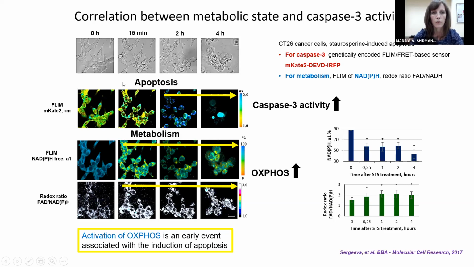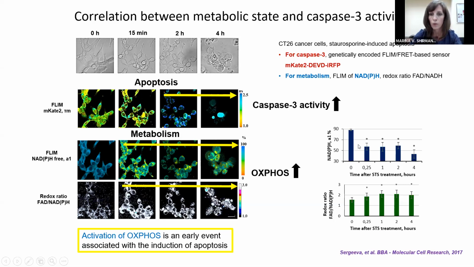is caspase-3 activity is maximum only after 2 hours after incubation with staurosporine. Staurosporine is a standard agent to induce apoptosis in the model systems, and metabolism changed very quickly, already after 15 minutes after apoptotic stimulation. So we see that the metabolic changes precede the apoptotic cell death.